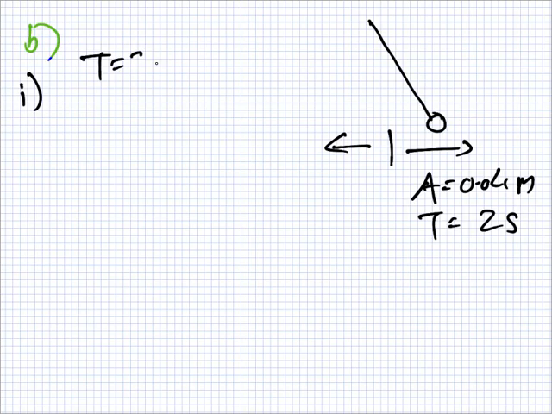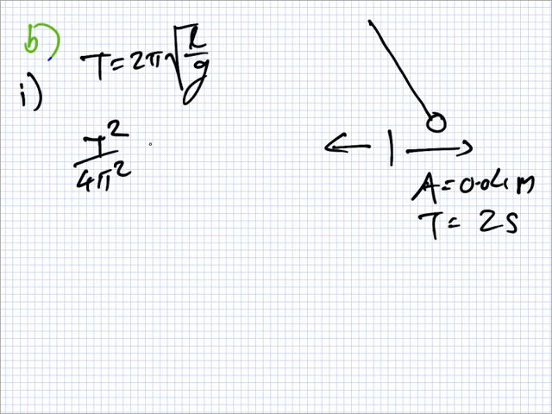So I need to use this formula, correct? Yes. So I have T squared over 4 pi squared times g is equal to the length. 2 squared times 9.81 divided by 4 divided by pi squared. Is the length nearly a meter? 0.99. Yes. Okay, what's the next part?